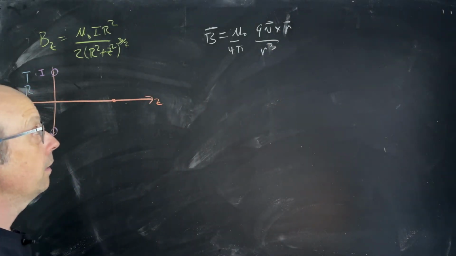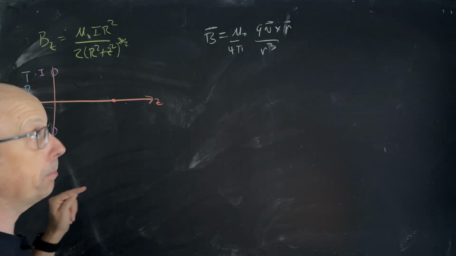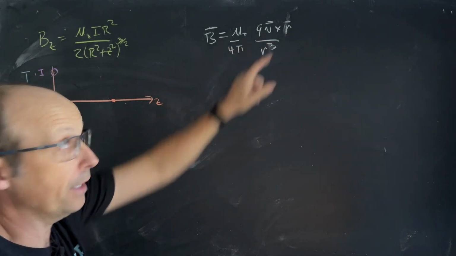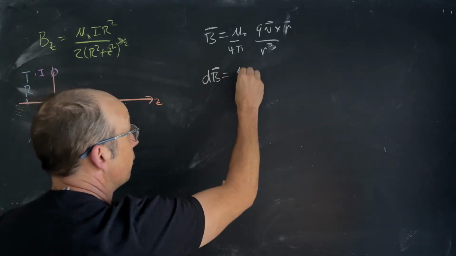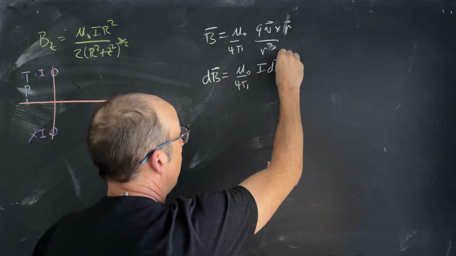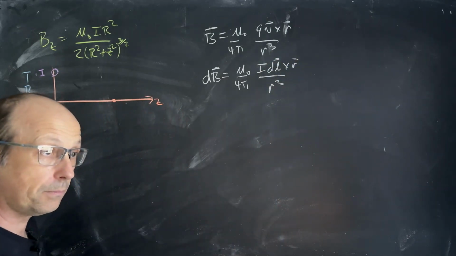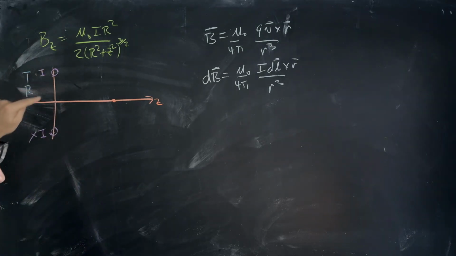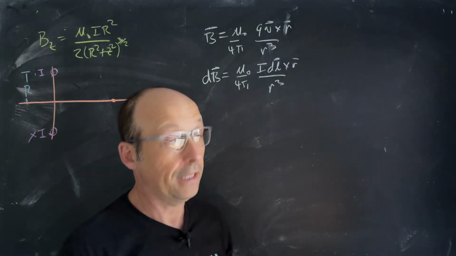Okay. And then if I have a wire, I can break that wire into a bunch of tiny little pieces and replace qv with I dl. So I get dB, the magnetic field just due to one of those little pieces, is mu naught over 4 pi, I dl cross r over r cubed. So what I need to do is to find the magnetic field due to all those pieces and add them all up. And that's what I did before.